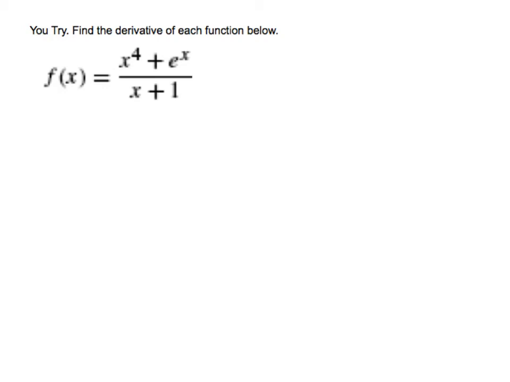We have two more examples in this lesson. This one I'd like you to try on your own. So again, pause the video, work through it, and then compare your work.